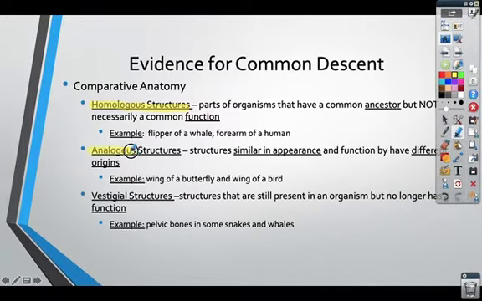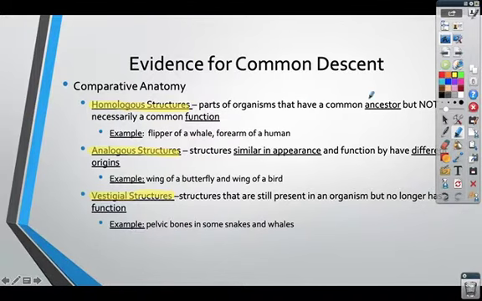So we've got three different types of structures that we need to know their definitions. We have homologous structures, analogous structures, and vestigial structures. Vestigial structures I'll talk about at the end because they're present but they don't do anything anymore. So homologous structures and analogous structures sound very similar, so you need to focus on one or the other. Either focus on their ancestry or focus on the function.